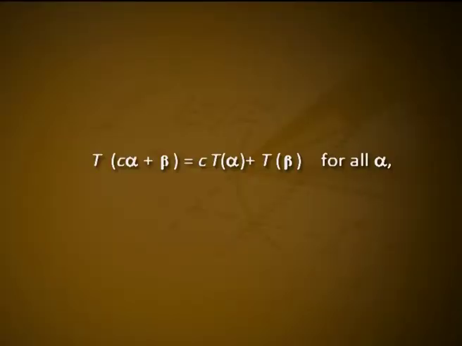Linear transformation. Definition 1. Let V and W be vector spaces over a field F. A linear transformation from V into W is a function T from V into W such that T of c times alpha plus beta is equal to c times T of alpha plus T of beta for all alpha, beta belonging to V and c belonging to F. A linear transformation is also called a linear map or linear mapping. Note: plus used in the LHS denotes the addition in V and plus used in the RHS denotes the addition in W.